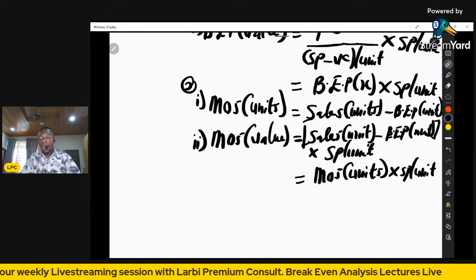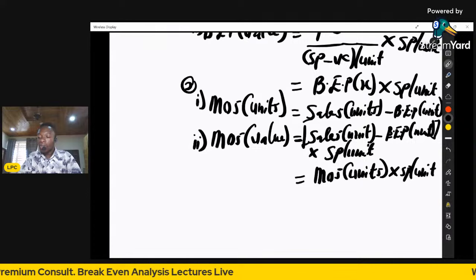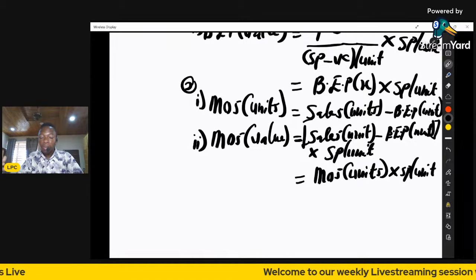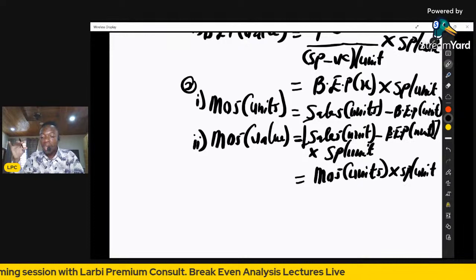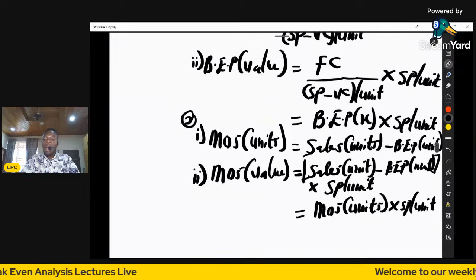But if you want to go by the whole formula, then margin of safety in terms of value should be equal to sales in units compared to the break-even point in units, multiplied by the selling price per unit. But once you're able to compute your margin of safety in terms of units, just multiply it straight away by the selling price per unit, and then you get your margin of safety in terms of value. So let's be guided about margin of safety in that line. That is our formula two, I and II. Let's take note of that.